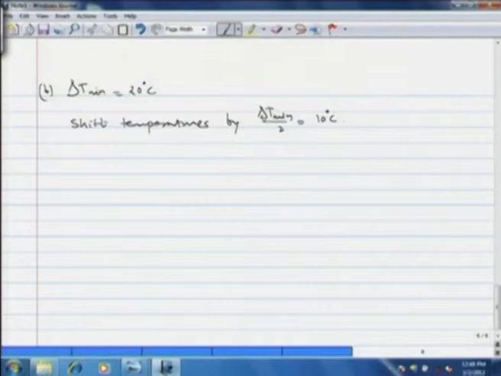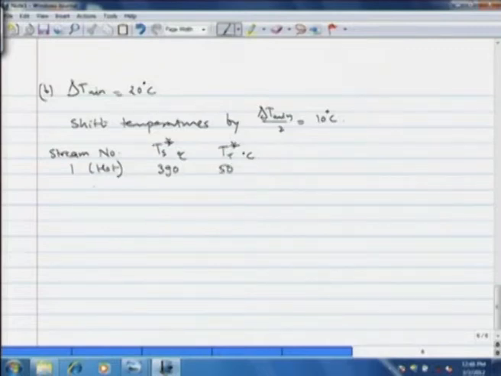So the supply and target shifted temperature interval becomes, for stream 1, shifted temperature, that we denote by Ts star, and Tt shifted temperature interval by Tt star. So the supply was at 350, so that becomes 340. The supply was at 400, so that becomes 390. Then target was 60, so that becomes 50, shifting by 10 degrees. Then similarly for other streams we can write the temperatures.